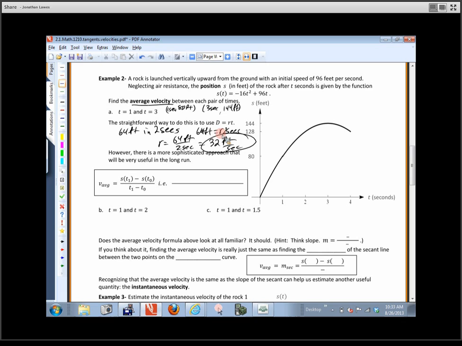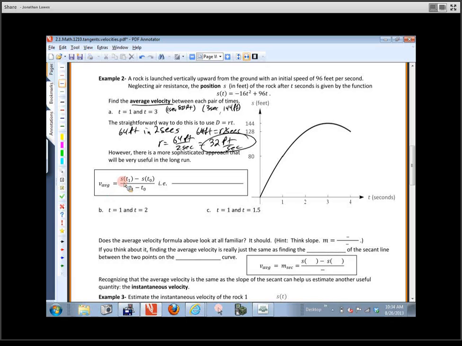But that's the average velocity. And we did this using a formula that we're all familiar with, but in the long run it isn't quite as good. So we're going to do this in a little bit more sophisticated fashion. Here's what we're going to do. We're going to use this notation. We're going to call this V average, for the average velocity.